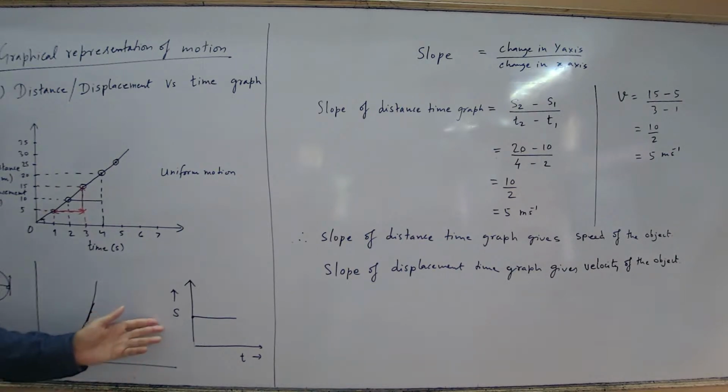This kind of question will be asked: draw the displacement time graph of a body which is at rest. So you have to draw this kind of graph. Draw the displacement time graph of a body which is undergoing non-uniform motion. Then you draw this graph. Uniform motion, this graph. Okay? This is how. So this is the body in non-uniform motion.